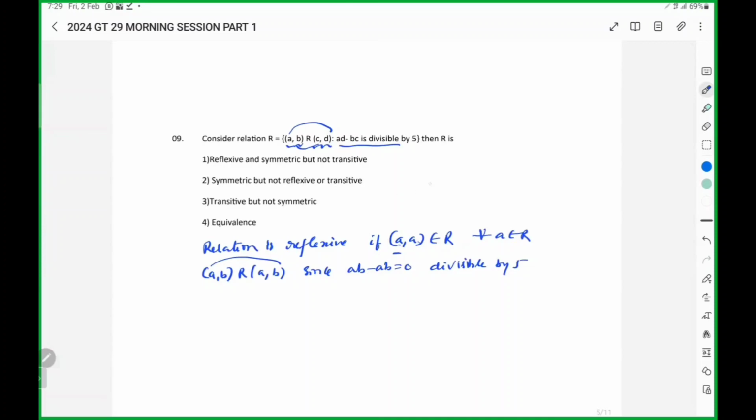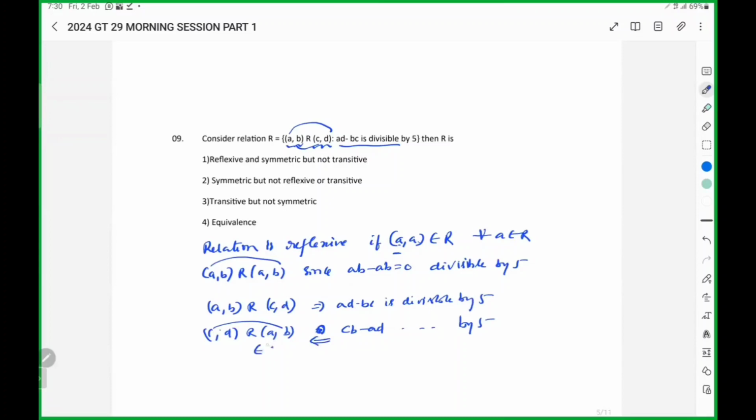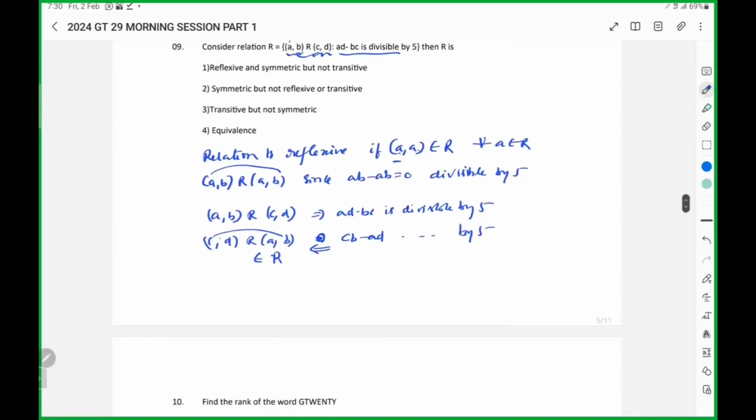So for symmetric, (a, b) related to (c, d) means a d minus b c is divisible by 5. We have to prove (c, d) related to (a, b), which implies c b minus c d is also divisible by 5. So from this, I can say that this is also there in the relation, right?